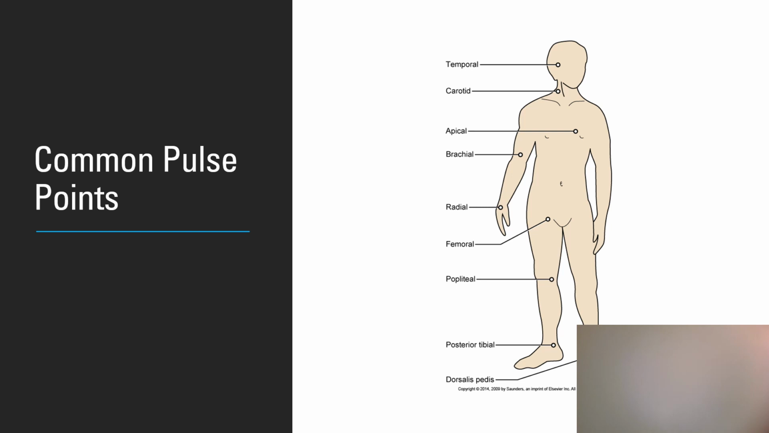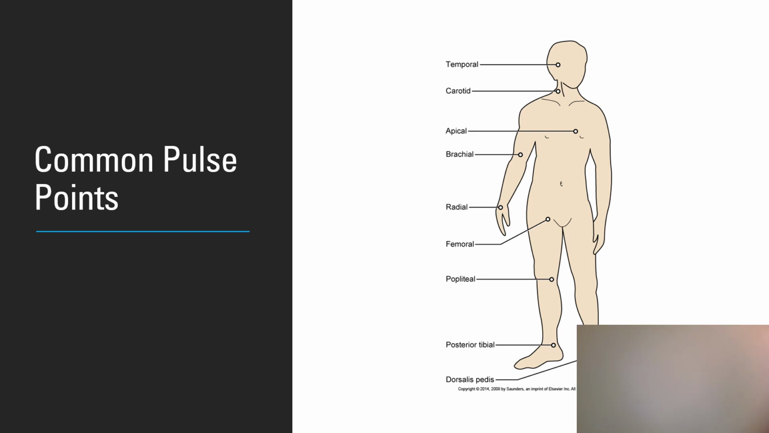This picture indicates some of the common pulse points. The radial artery is located in the wrist at the base of the thumb. The temporal artery is just in front of the ear. The carotid artery is on the front side of the neck. If you're palpating carotid artery, you never palpate both sides at the same time because you're interrupting blood flow to the brain. The femoral artery is located in the groin.